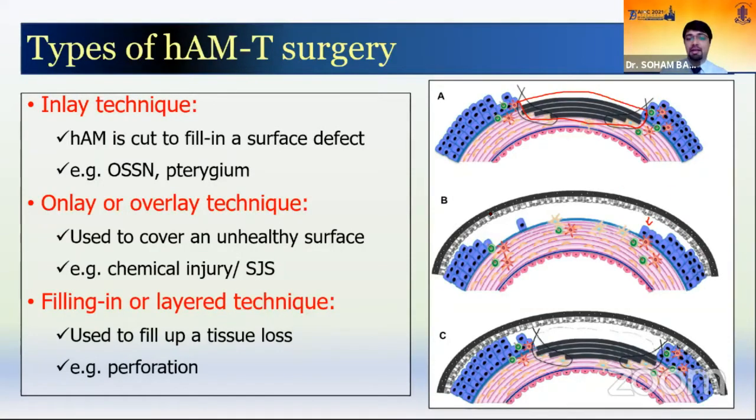So here the entire ocular surface, including the fornix and part of the palpebral conjunctiva, is covered with amniotic membrane. This is more in case of chemical injury and Stevens-Johnson's. And then we have the filling-in or layered technique. This is a hybrid between the two, where layers of amniotic membrane are just piled on top of each other. This is used to fill up tissue loss or, say, a small perforation.